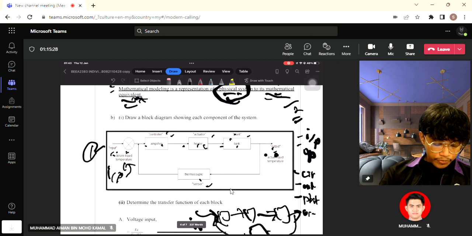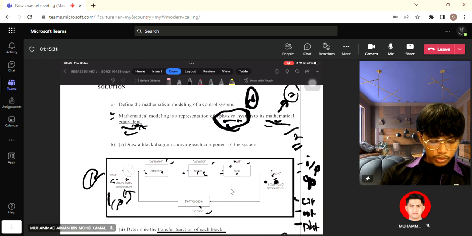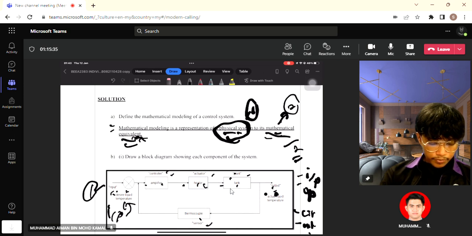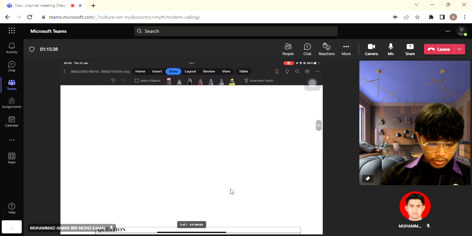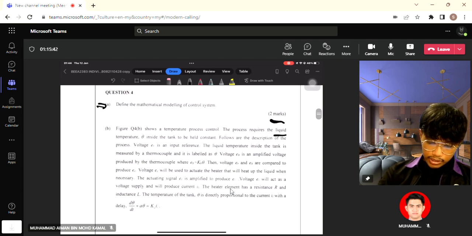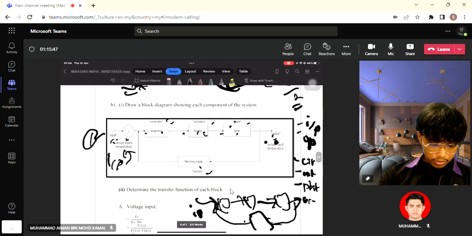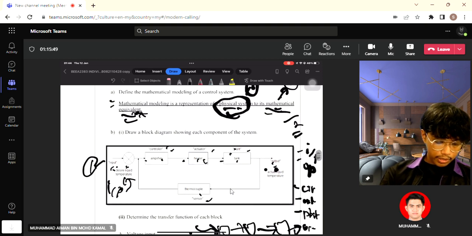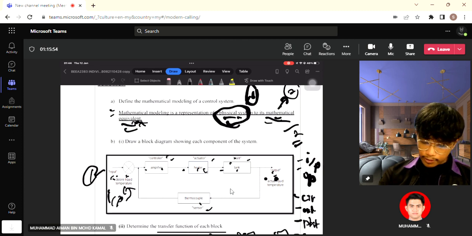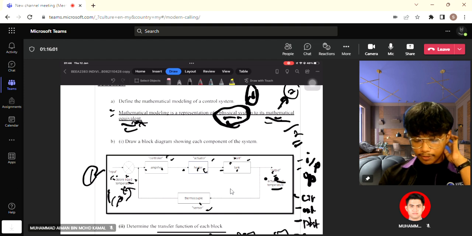For input, make sure what the question asks you. For example, for this question, desire what? We read the question again. The process requires the liquid temperature. Alright, so just right here: desire, liquid temperature. Same goes for output. So actual what? Actual, the same thing. Liquid temperature. Just right there: actual liquid temperature. Okay, this is so easy.